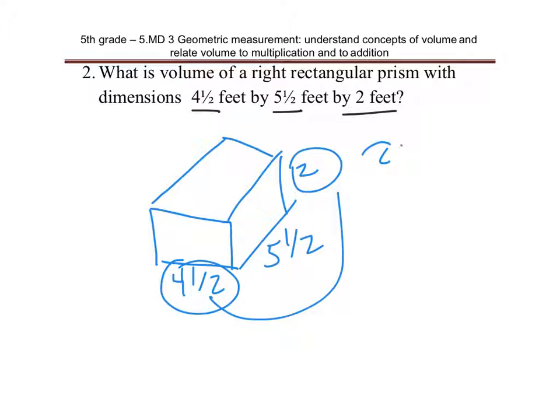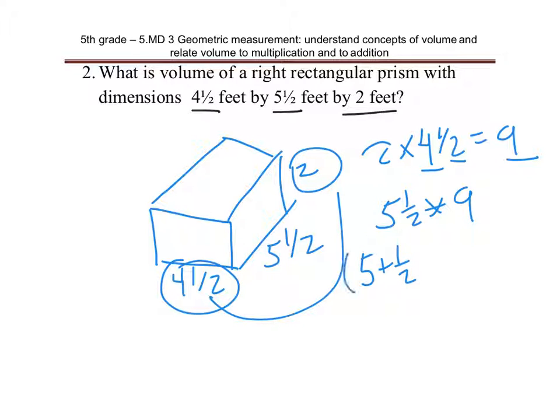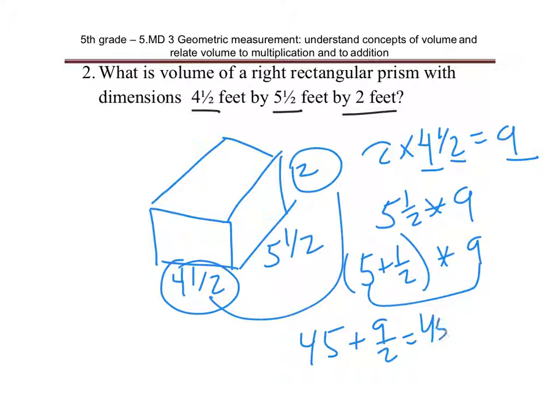So 2 times 4.5 equals 9. Right? 2 times 4 is 8. 2 times a half is 1. 8 plus 1 is 9. So now I have 5.5 times 9. But remember, we can split that into 5 plus a half times 9. So 9 times 5 is 45. 9 times a half is 9 halves, but that's like 45 plus 4.5. 9 halves is 4.5. So that would give us 49.5.